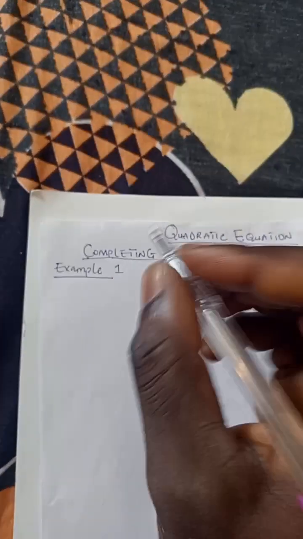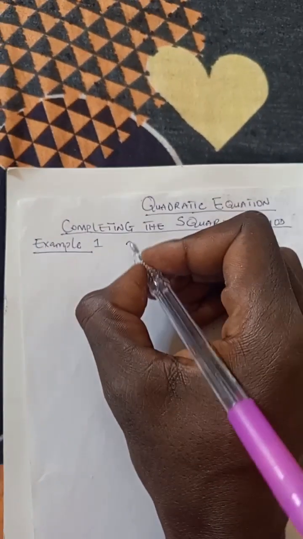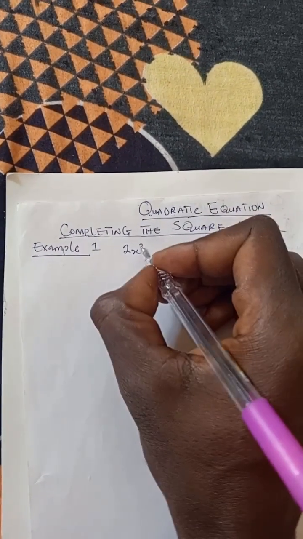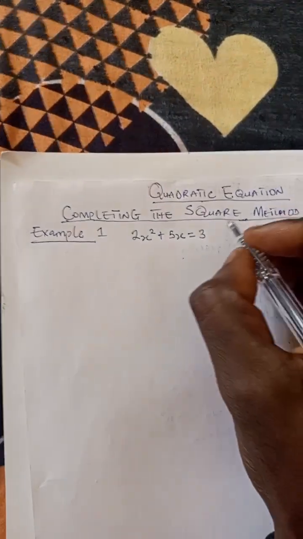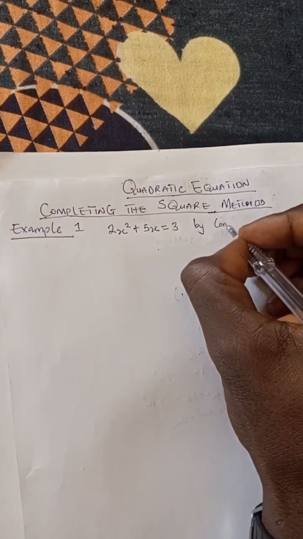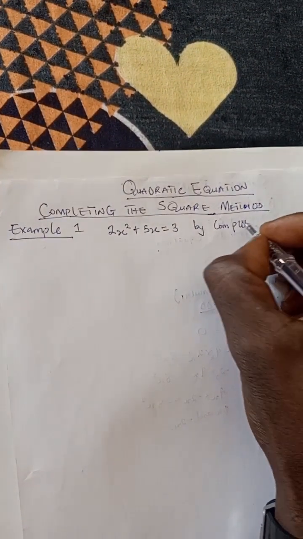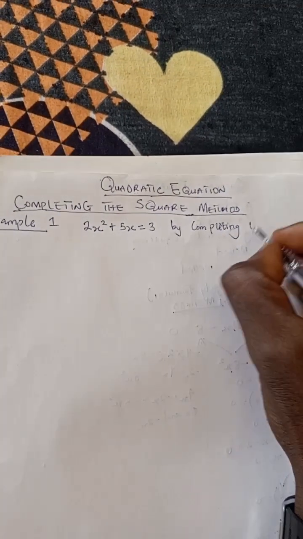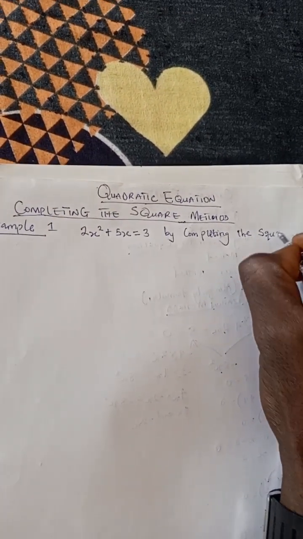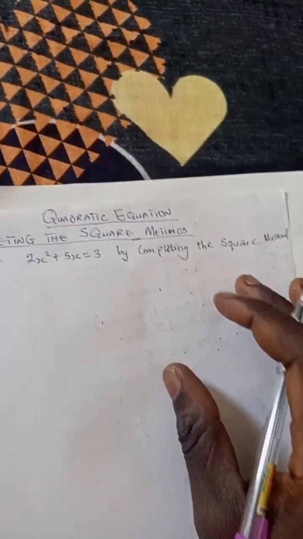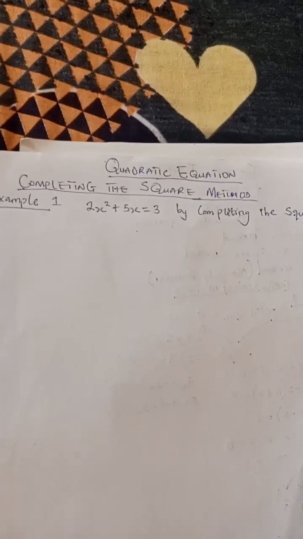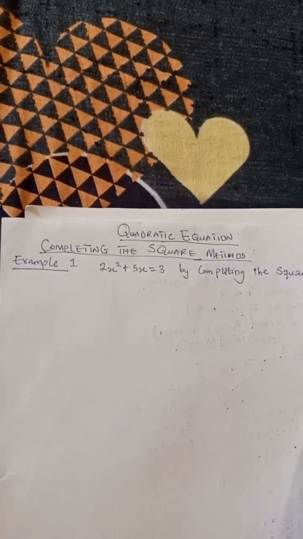Example 1. Now let's take this equation: solve 2x squared plus 5x equal to 3 by completing the square method. So the question is now specific. I used to tell my friends that understanding the question is solving almost 50% of it. Now you're being asked to solve this equation using completing the square. The question was specific, so you definitely have to use completing the square.